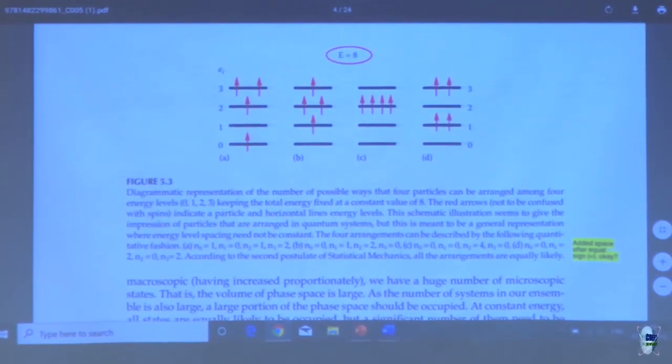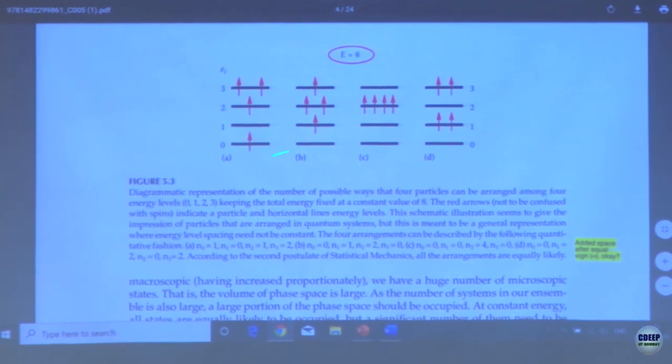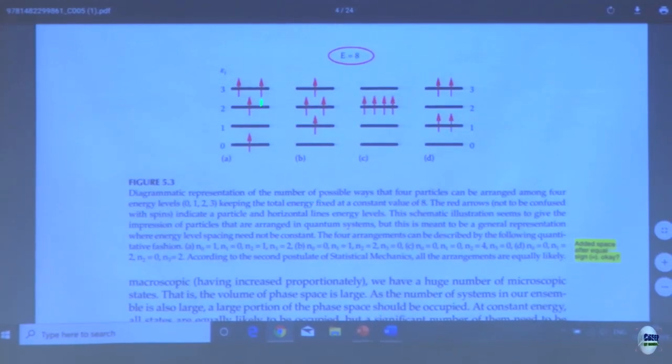Okay. So this is a very simple picture, giving you an idea of the number of microscopic states that you have in a microcanonical ensemble. I have 4 energy levels and the total energy is fixed at 8. How many ways can I distribute that? The arrows are the systems, I am talking of an ensemble, and these are all distinct microscopic states. I have taken care of distinguishability or indistinguishability. So each of them is one state.